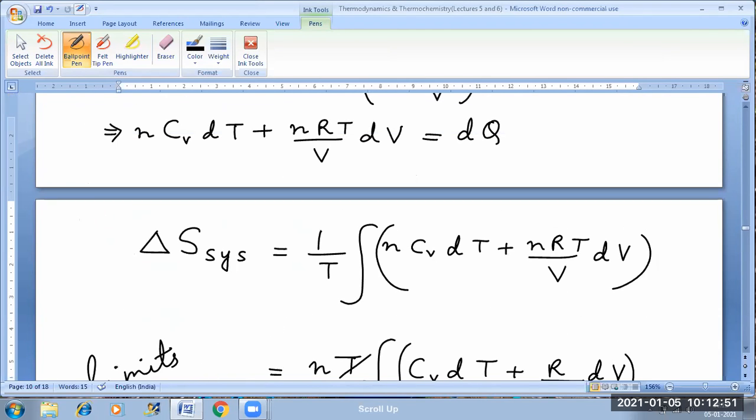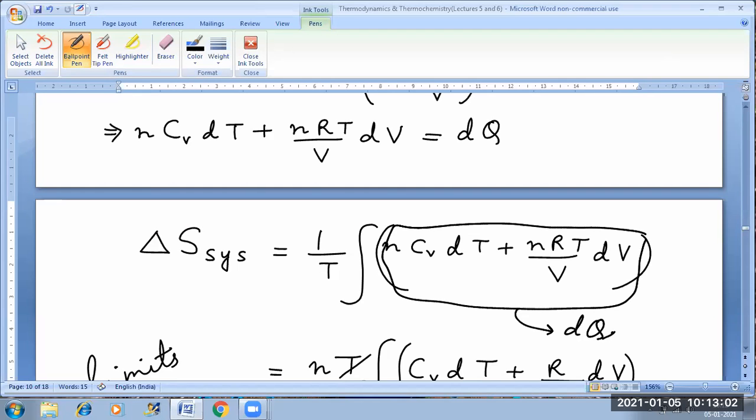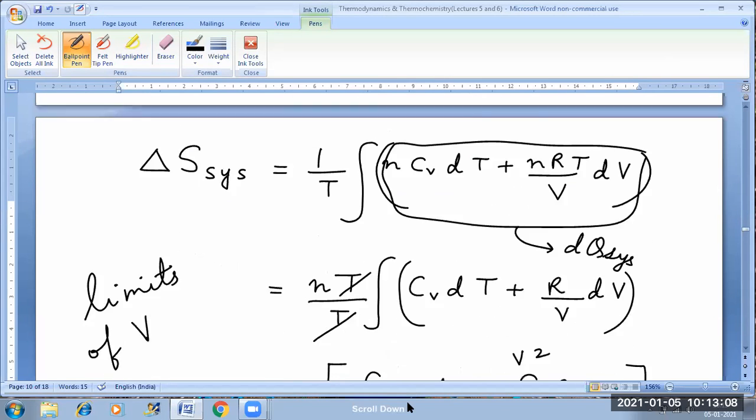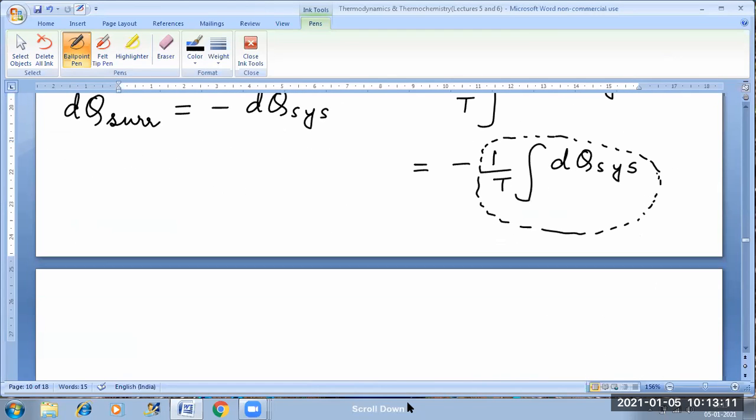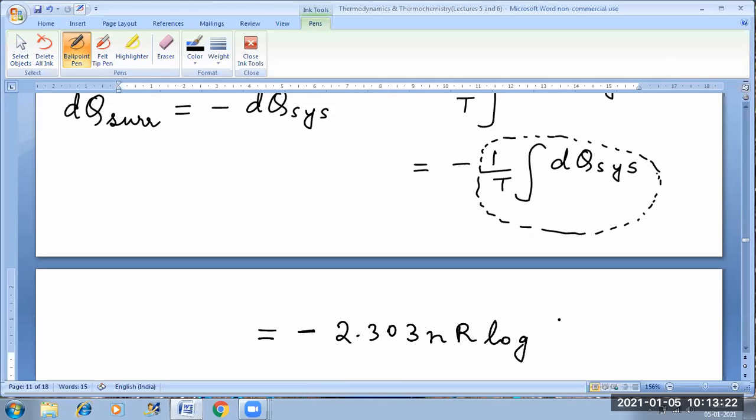This entire thing is dq system, right? This entire thing is delta S system, which is 1 by T integral of dq system. So this entire value is known to me. So I'll put equal to minus 2.303 nR log V2 by V1. So this is delta S of surroundings.